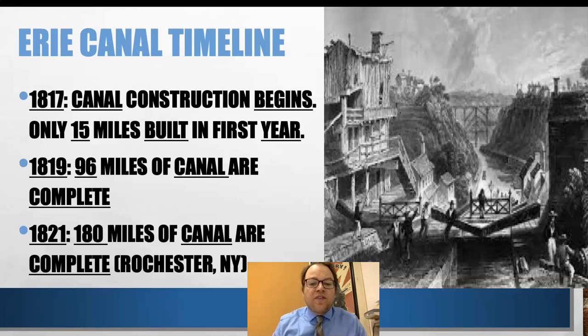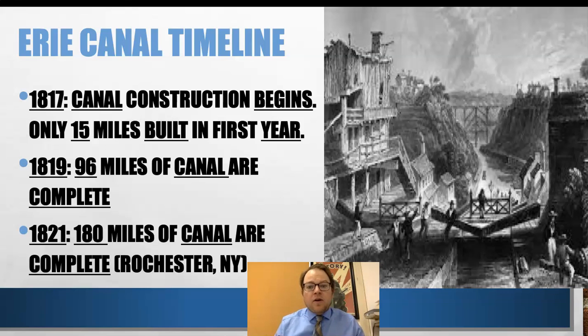But the first year, only 15 miles are built. By year 2, we've got about another 96 miles of the canal complete, and we're starting to use it in different sections. Really, the part that gets built the fastest is that eastern part between Rome, New York, and Albany, New York. By 1821, we've got 180 miles of canal built. We're getting all the way to Rochester, and we're starting to see boat travel from Rochester, New York, all the way to Albany. And we'll talk a little bit more about the social and economic impacts of how that impacted the country.